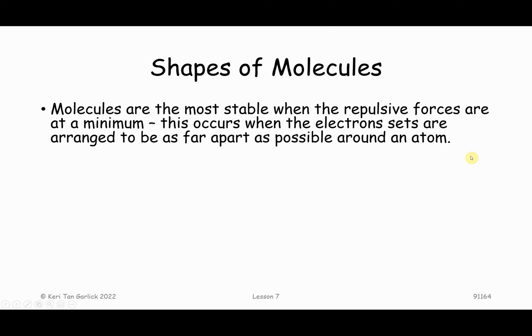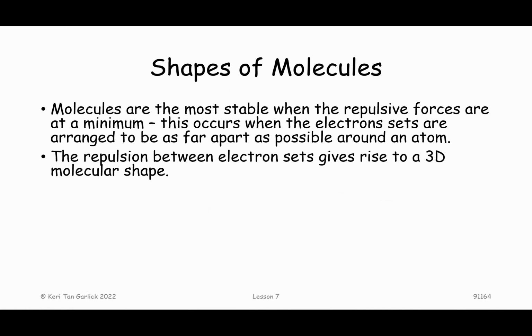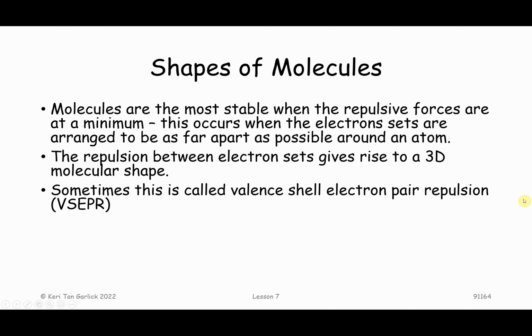Cool. So when it comes to the shapes of molecules, you have to remember that these electrons are negative, and so like charges are going to repel. So these clouds of electrons are going to try to move so that they have the maximum distance apart with the minimum amount of repulsion. And that's then going to take the shape of that molecule and give that 3D shape that we now know. We refer to this as the valence shell electron pair repulsion, also known as VSEPR, as the justification for it.